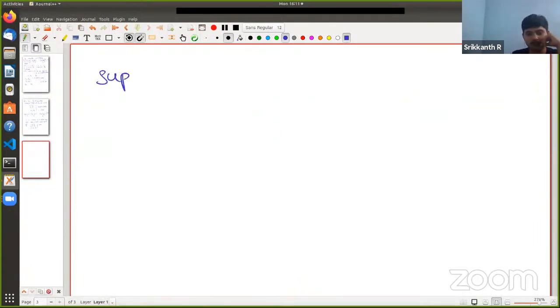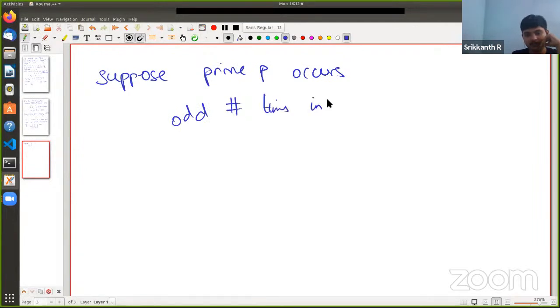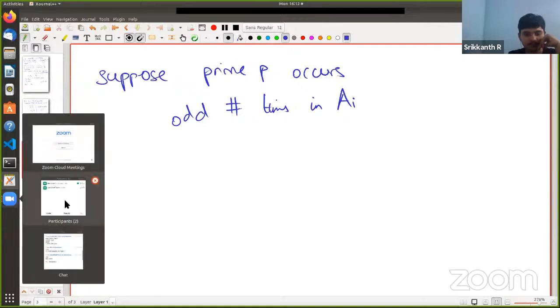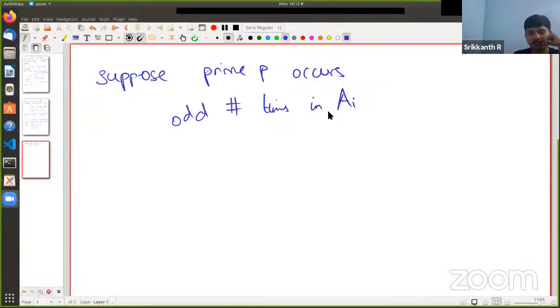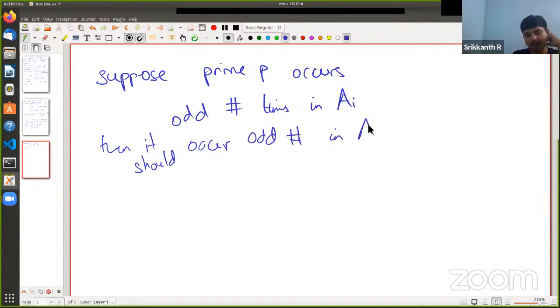So suppose a prime p occurs an odd number of times in a_i. Then it should occur an odd number of times in a_(i+1) as well, right? Because only then a_i times a_(i+1) will be a perfect square. If a prime occurs an odd number of times in only one of these two, then in the product also p will occur an odd number of times in the prime factorization, and it won't be a perfect square.